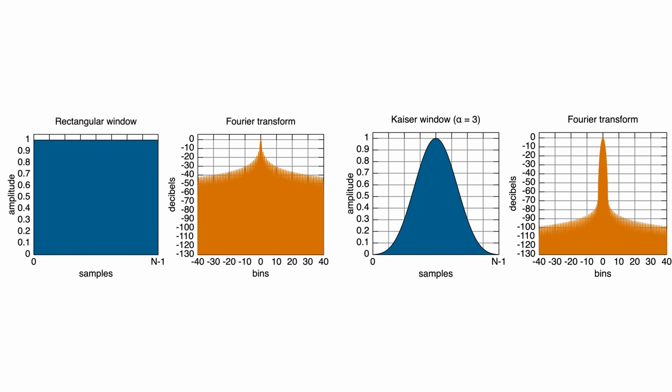Nothing is free though. If you compare the rectangular window to another window called the Kaiser window, you will see that the rectangular window has a very defined peak at the top, right in the middle of our main lobe. But in the Kaiser window, we have much lower side lobes, but our main peak is really wide. Nothing is for free, so you need to choose carefully.